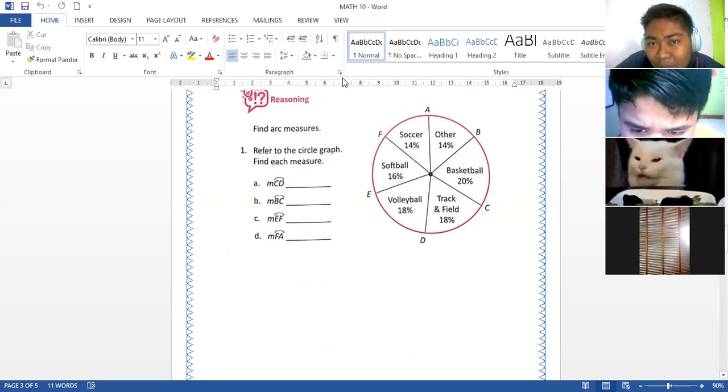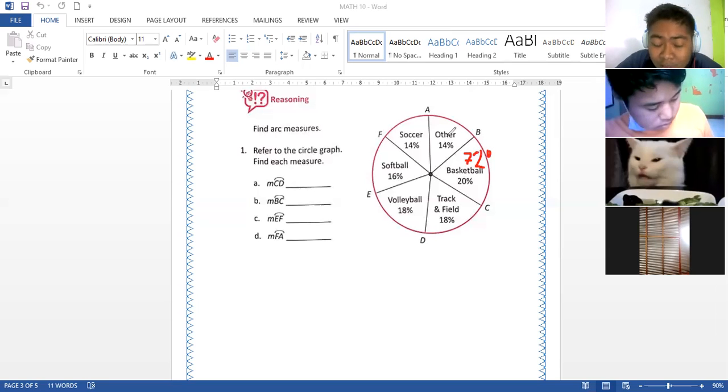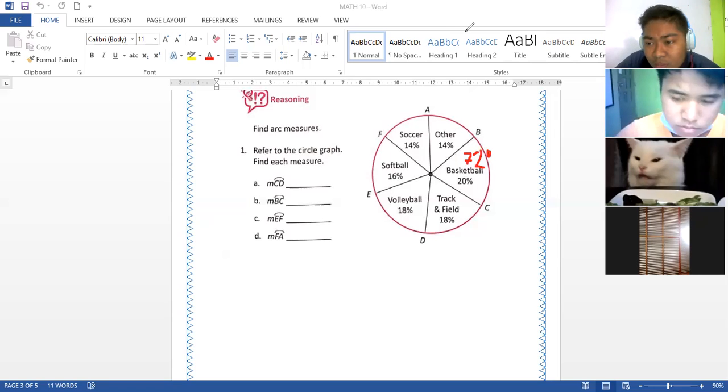Parang ito, basketball. Ilan ang percent nito? 20. So that is 360 times 0.2. Ilan yun? That is 72. Ganon siya. 72 degrees. So this is equivalent to 72 degrees. And then ito, ilan ang 14%? Ganon siya. Okay? Ayan. Baka yan yung sagot nyo, eh.